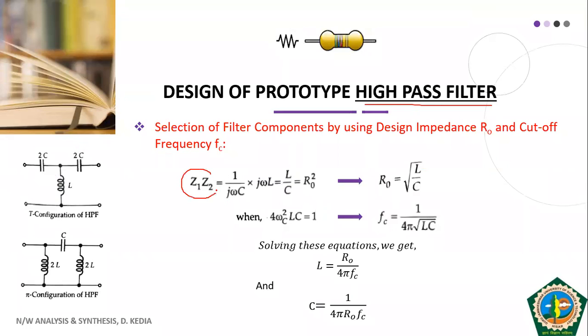So this we have already seen: Z1 into Z2 will be equal to R naught square, which is nothing but L by C, and which gives us R naught equal to under root L by C. And this is the same as we had seen in the low pass filter.